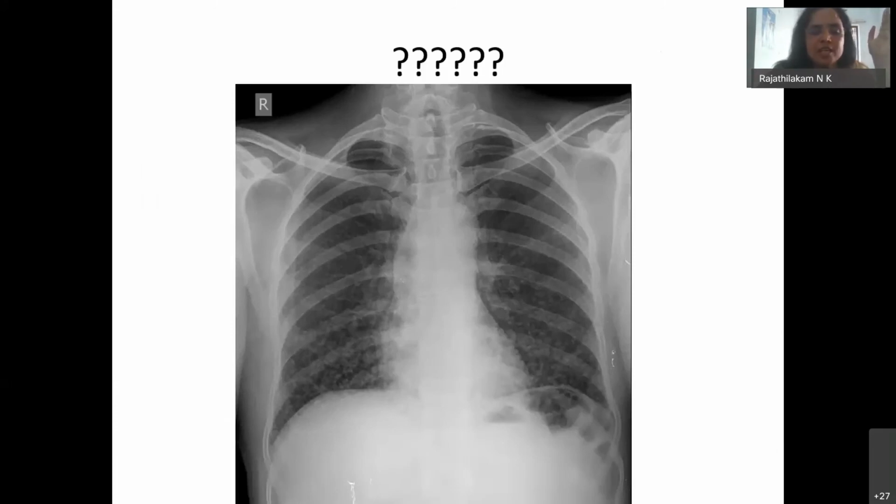What is this? This is a miliary shadow. Miliary shadows are less than 2 millimeter in diameter. This is a case of miliary tuberculosis. Next slide.